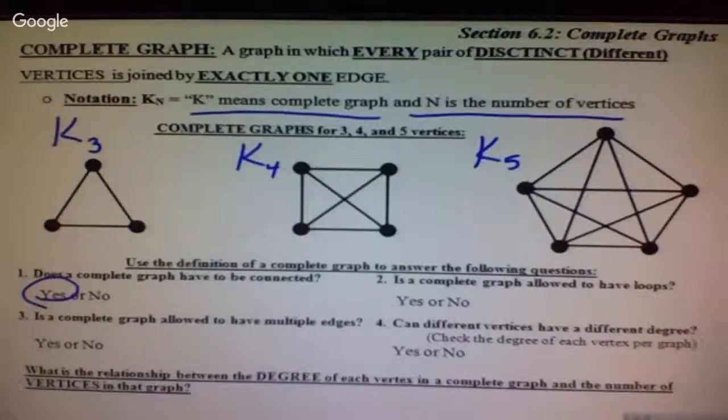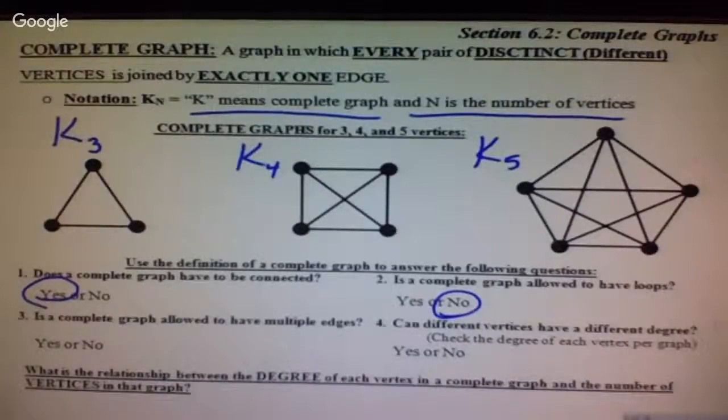Is a complete graph allowed to have loops? No. Do you see any loops in any of these pictures? No. We cannot have loops. So a complete graph has no loops.